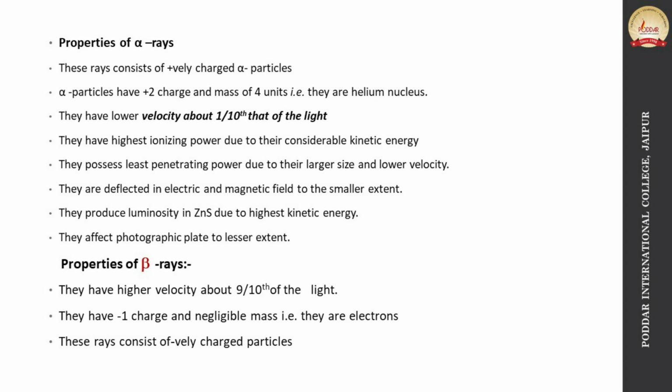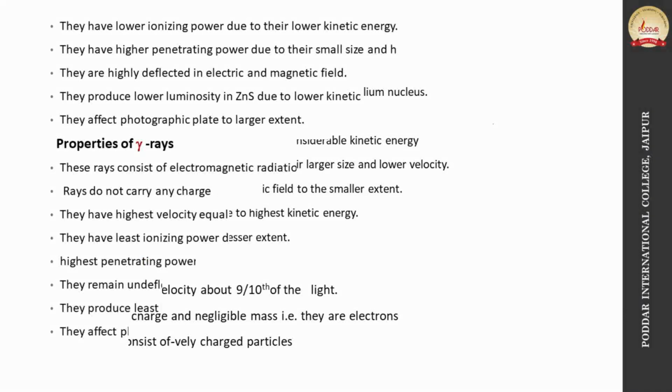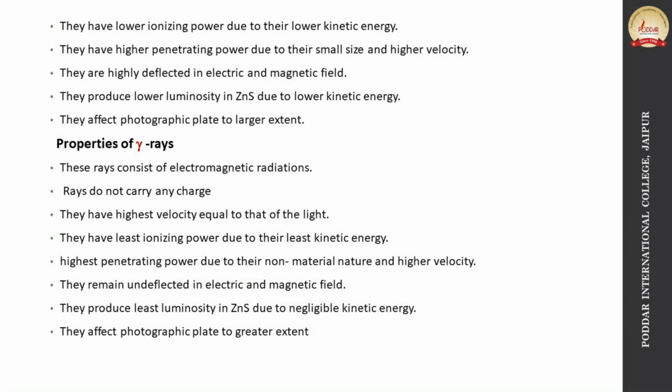The properties of beta rays: they have a high velocity of about 9/10 of light. They have minus charge and negligible mass, so they are called electrons. These rays consist of negatively charged particles. They have low ionizing power due to lower kinetic energy. They have higher penetration power due to small size and high velocity, and they produce lower luminosity in zinc sulfide due to lower kinetic energy. They affect the photographic plate to a larger extent.